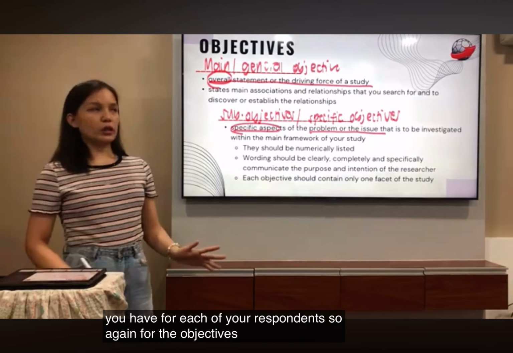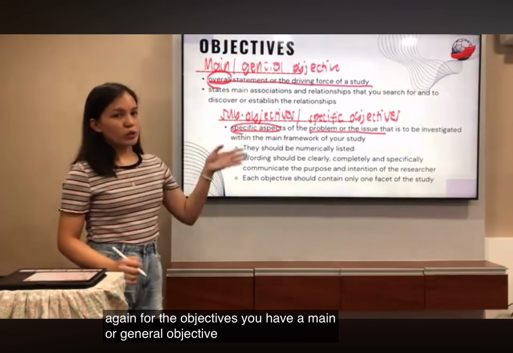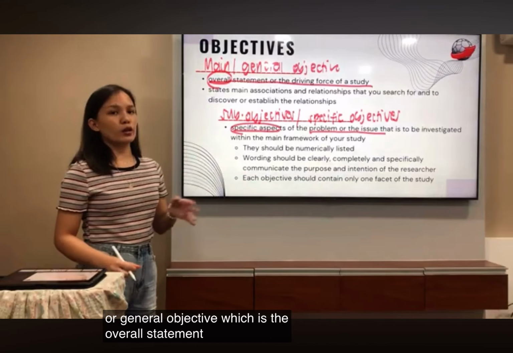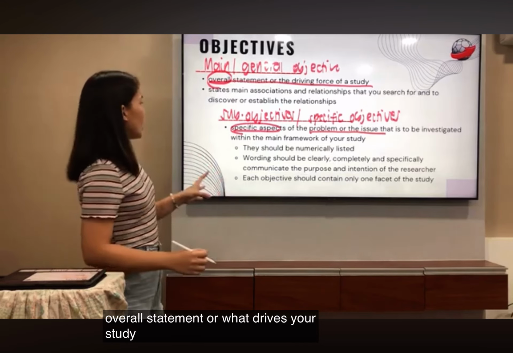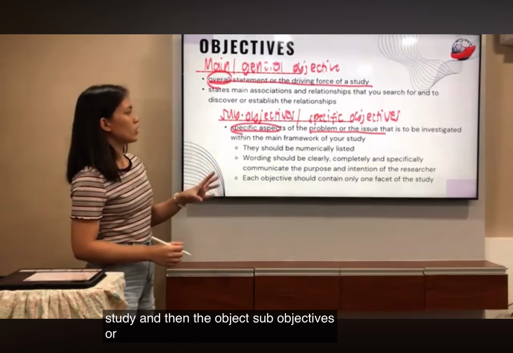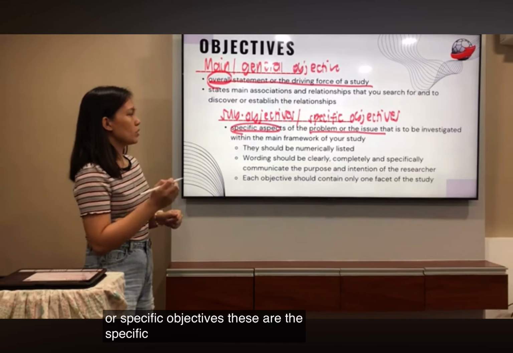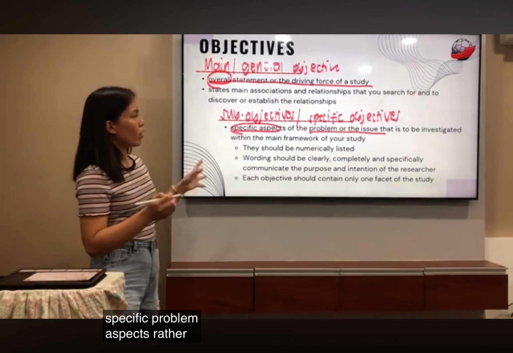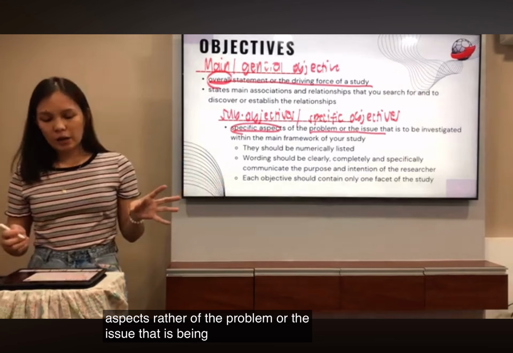So again, for the objectives, you have a main or general objective, which is the overall statement or what drives your study. And then the sub-objectives or specific objectives, these are the specific aspects of the problem or the issue that is being investigated.